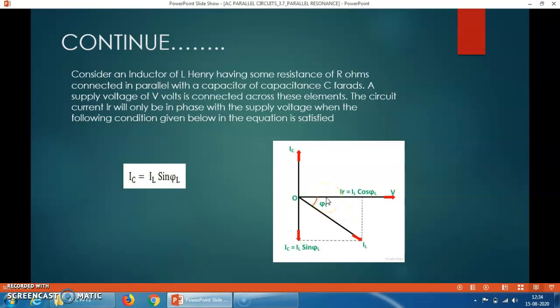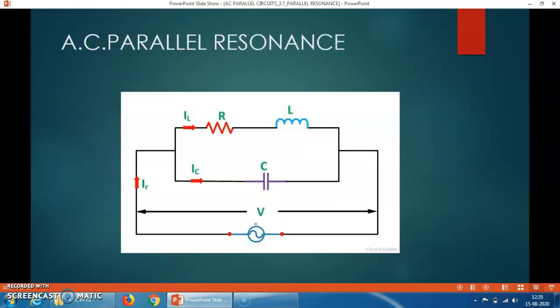At that time we can say that a parallel resonance occurs. Let's derive the equation for the parallel resonance. In a parallel resonance condition, IC is equal to IL sin phi L. Now what is the IC? IC is the current flowing through the capacitor.